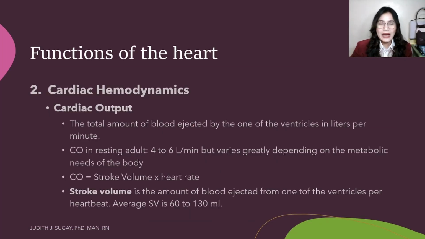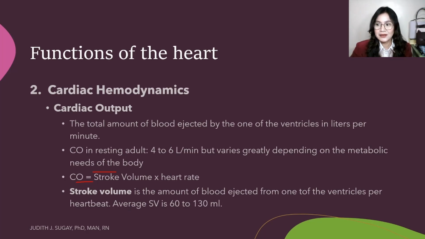The second topic is cardiac output. You heard about cardiac output when you were perhaps in your second year. Cardiac output refers to the total amount of blood ejected by one of the ventricles in liters per minute. The normal cardiac output in a resting adult is 4 to 6 liters per minute, but it actually varies greatly depending on the metabolic needs of the body. But this usually is the normal range. We can compute cardiac output by getting the stroke volume and multiplying it by the heart rate.